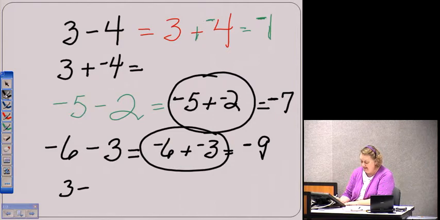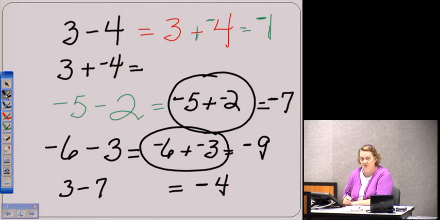3 minus 7. The signs are different here. So we're going to subtract, and that 7 is the stronger number, so we'll just keep it a negative. And again, if you're having trouble seeing that, remember that's going to be 3 plus a -7. And now you can see that the signs are different, and we keep the sign.